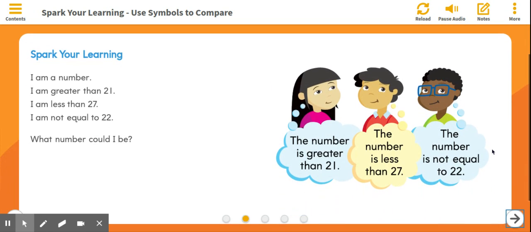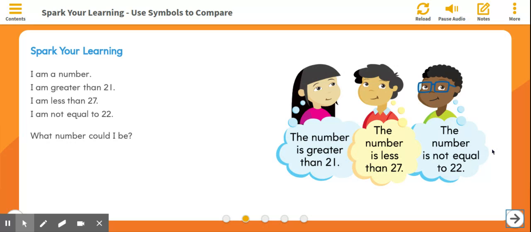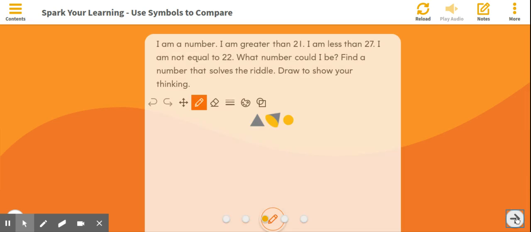First we have a riddle. They like to do that in our Spark Your Learning. It says, I am a number. I am greater than 21. Remember that word greater is an important vocabulary word we've been working on. It means bigger, so it's a number that is more than 21. I am less than, smaller than, fewer than, all of those mean the same thing, 27. I am not equal to 22. What could I be? These kids are puzzling and thinking about this together. Let's see if we can figure out this riddle together.